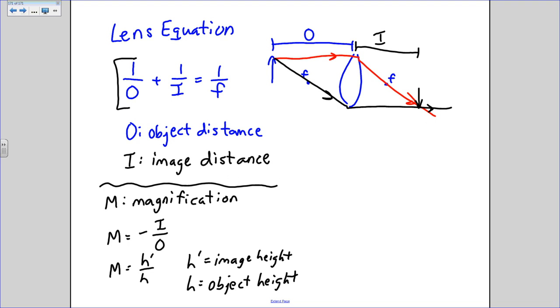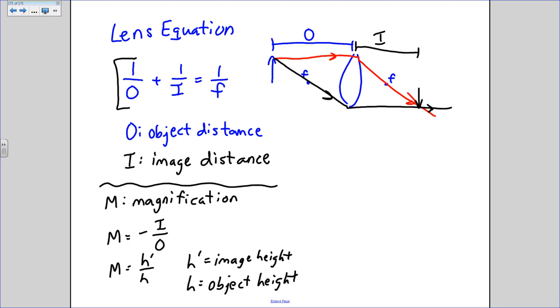All right, so if I'm using this as a magnifying glass, and I look at something that's, you know, a centimeter across, but then I look at the image, and the image appears to be 2 centimeters across. What is my magnification? It looks twice as big, right? So my magnification is going to be 2. That's the image height, which is 2 centimeters, over the object height, which would be 1 centimeter. All right? So that's fairly intuitive, I think.